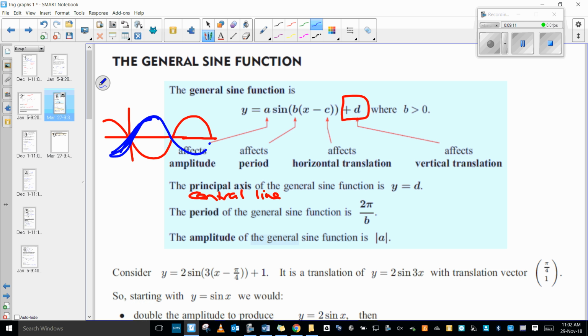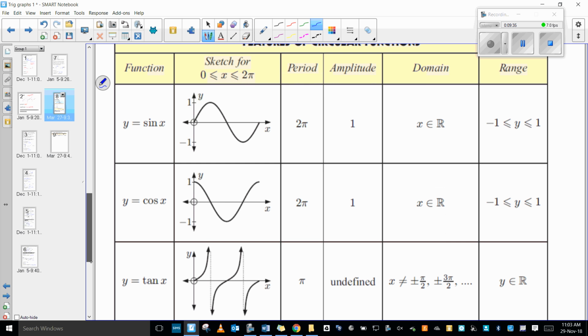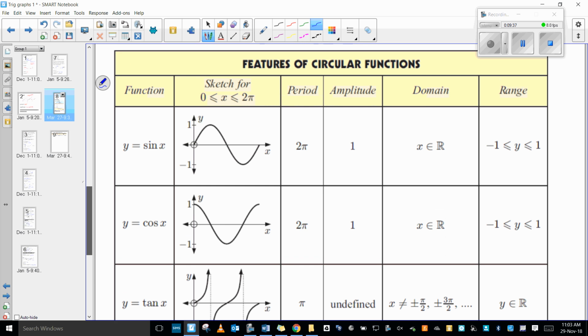We haven't talked about negatives, but that situation would happen here. So if your data happens to go down first and then up, then it's going to have a negative value here. Cosine, same situation. Tangent, same situation. Oh yeah, I forgot about this one. Features of them.